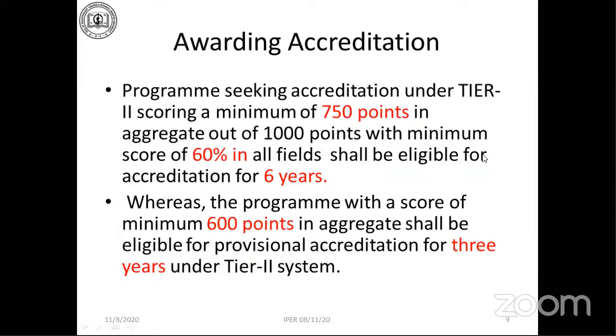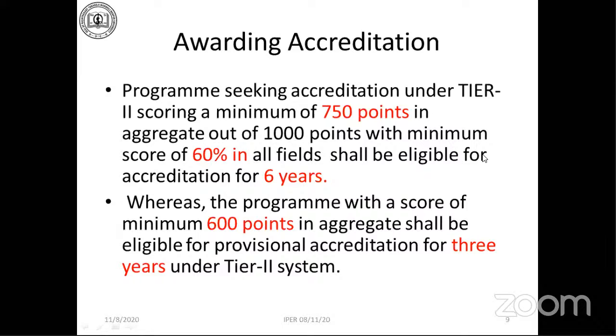No doubt. Again, here they have considered that if you cannot secure 750 points, then at least you should secure 600 points in aggregate, so that you will get a provisional accreditation for 3 years under the Tier 2 system. So these are the 2 aspects, these are the 2 end results. So there are actually 3 end results.